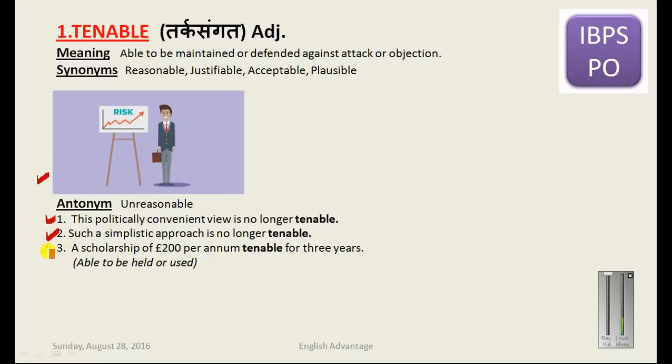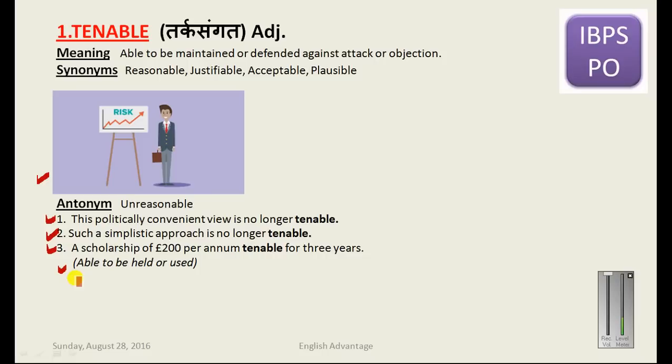Now the third sentence is: a scholarship of £200 per annum tenable for 3 years. Here tenable means that it is valid for 3 years. It is acceptable only for 3 years. After 3 years it will become null and void. Able to be held or used, this is the meaning of tenable. So tenable is an adjective meaning reasonable, justifiable, acceptable or plausible, and the antonym will be unreasonable. I hope you have clearly understood this word and you can apply it in your exam.